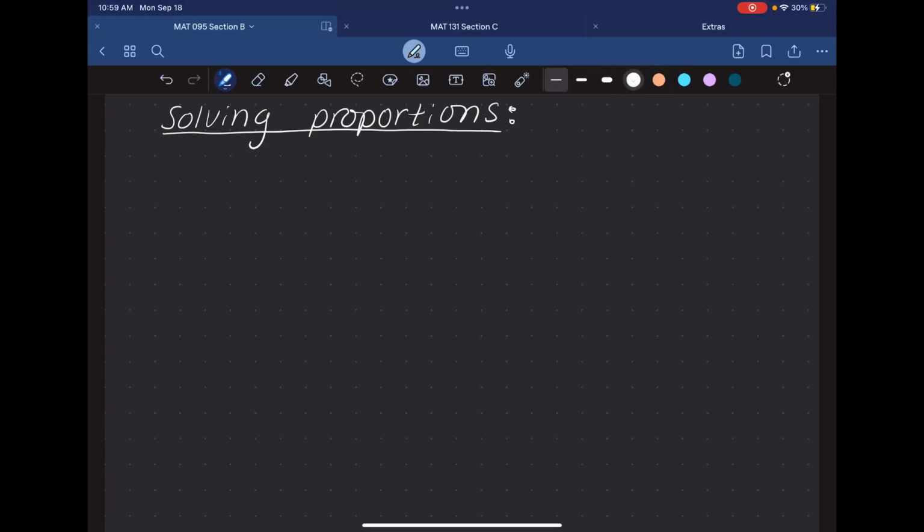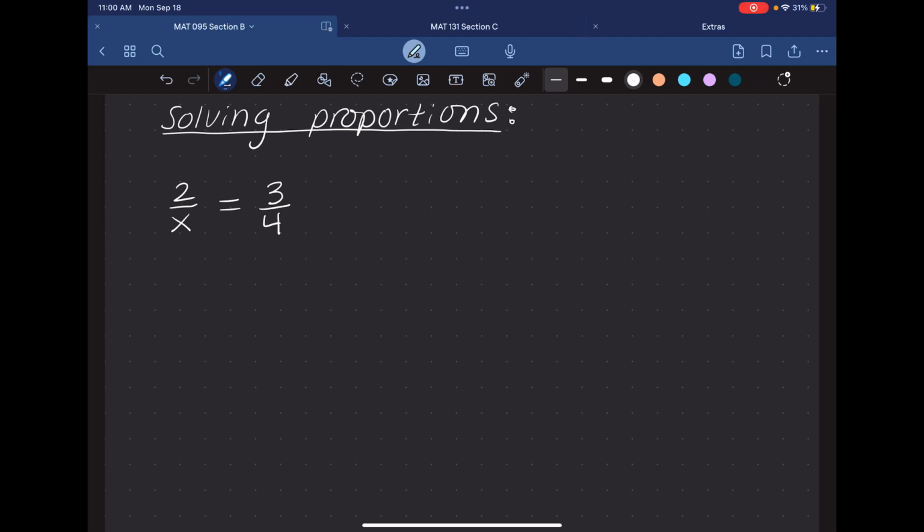So in this video, I'm going to talk about solving proportions. A proportion is anytime we have a ratio equal to a ratio. So basically, fraction equals fraction. Usually we have variables in there somewhere. To start off, I could say maybe 2 over x is equal to 3 over 4, and I want to figure out what x is.